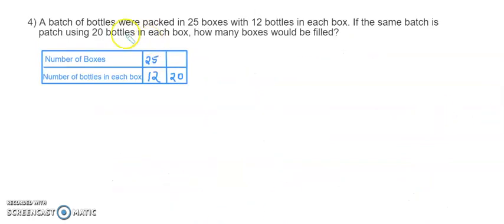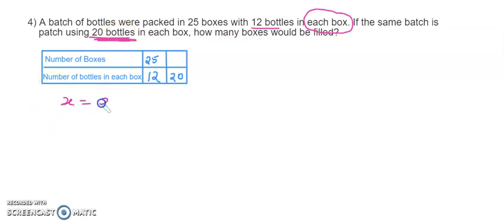Now, what are they doing here in this question? A batch of bottles was packed in 25 boxes, and in each box there were 12 bottles packed. Suppose a batch means, let's say, a 1,000 bottle batch has been packed in such a way that 12 bottles go in one box, so we needed 25 boxes. Now the same total number of bottles has to be packed, but we're taking a box of a different size which will fit 20 bottles. So how many boxes do we need to pack all these bottles which we have produced? Okay, so we are increasing the number of bottles in one box, so the number of boxes we require is less, right?